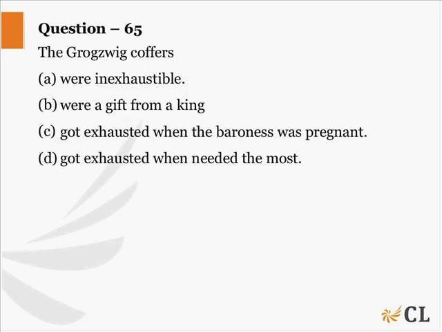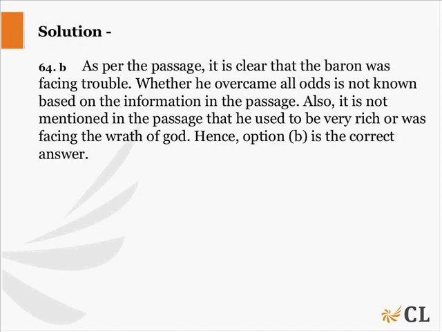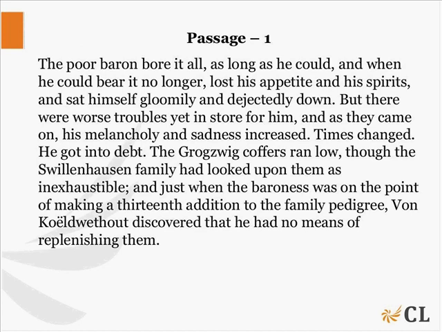They were inexhaustible, they were a gift from a king, got exhausted when the Baroness was pregnant, got exhausted when needed the most. I'll have to check what it stands for. So, let's go to the passage, and let's try to concentrate on Grogzwig coffers. The Grogzwig coffers ran low, though the Svilhoshan family had looked upon them as inexhaustible. That is, Grogzwig coffers ran low, despite the fact that this particular family looked upon them as inexhaustible. So they thought that it would not diminish, it would not exhaust, right? But still it was keeping low. And just when the Baroness was on the point of making a 13th addition to the family pedigree, Von Kodelvoz discovered that he had no means of replenishing them.